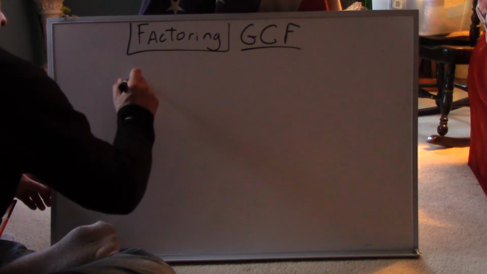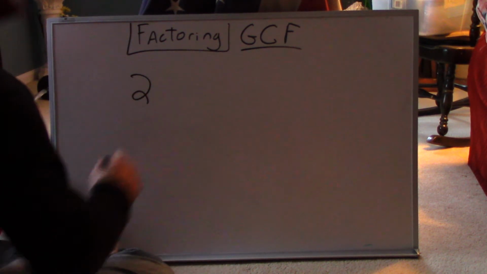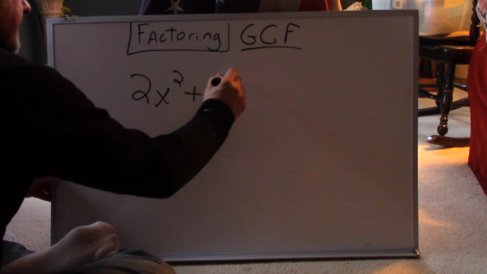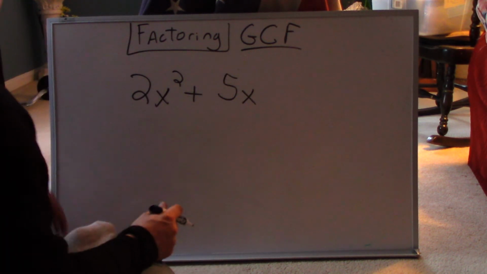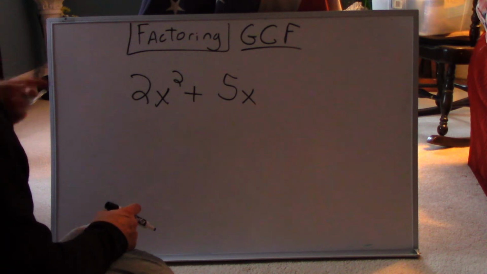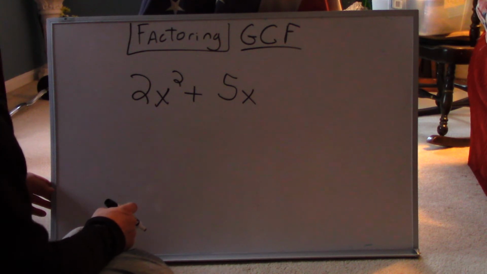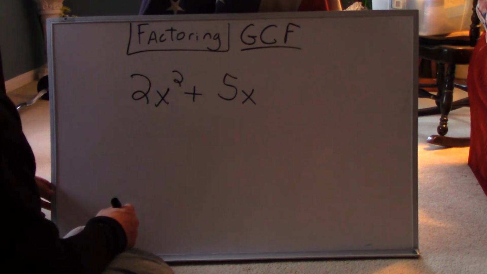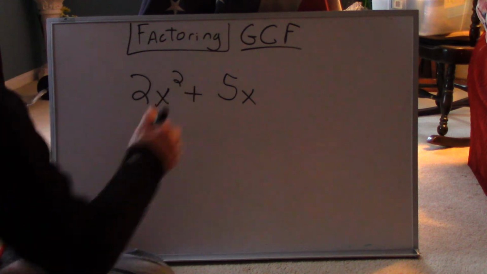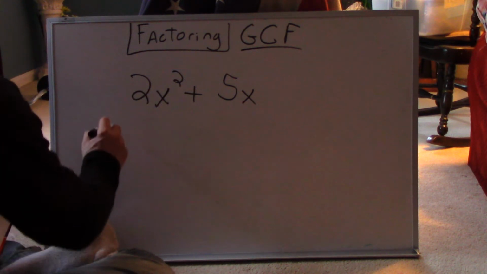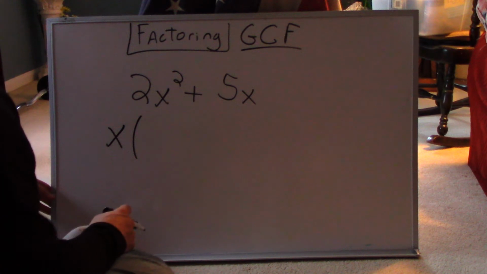Okay. 2x squared plus 5x. What number can go into 2 and 5? Nothing. There is no number that could go into 2 and 5. What could go into x and x? x. By the way, if you have the same variable in both expressions, you always have to go with the lowest exponent on that variable.